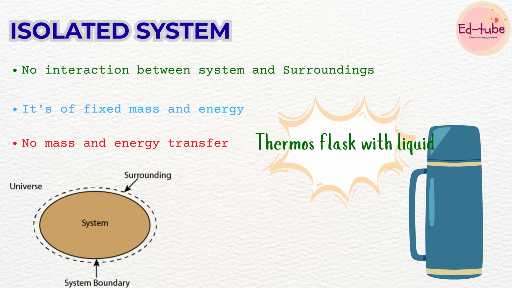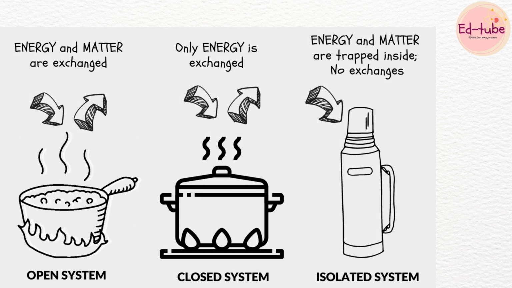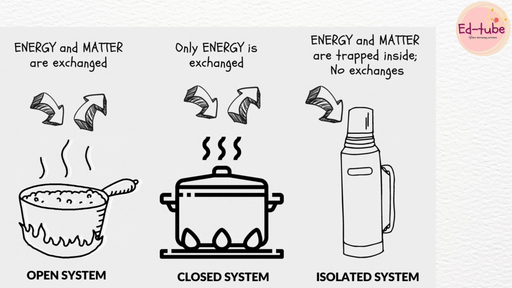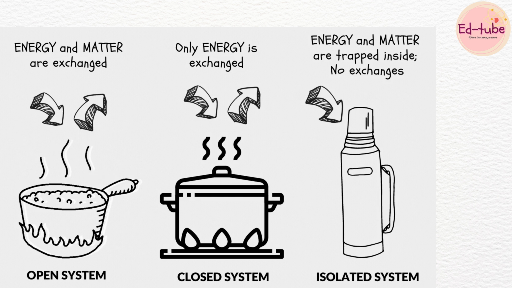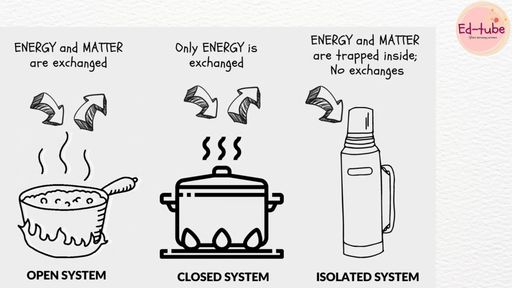If the thermos flask is perfectly insulated, meaning no heat transfer occurs, and it's been sealed so tightly that no mass transfer occurs either, then it would be an isolated system. Here is a visualization of the three types of systems. In an open system, both energy and matter are exchanged. In a closed system, only energy is exchanged. In an isolated system, there's no exchange of energy and matter.